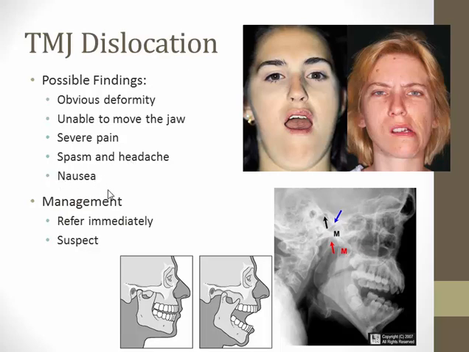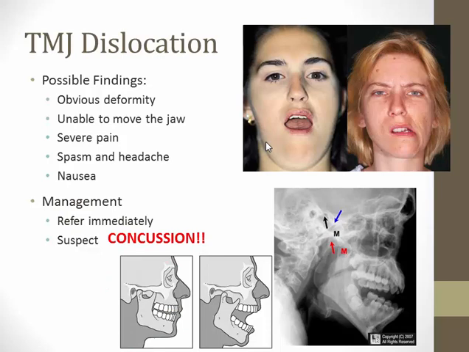If this is suspected, you should refer this patient immediately, but you also have to think about how this happens. Typically, it happens when they're opening the jaw slightly, maybe get elbowed to their lower jaw, and then sustain a dislocation. Whenever patients sustain an impact to their face, you should also think about the possibility of a concussion.